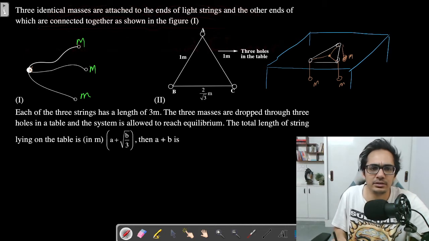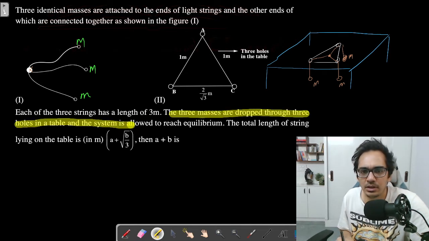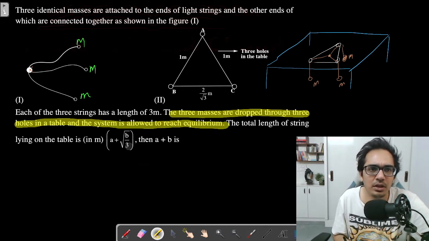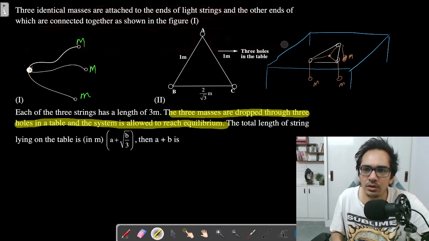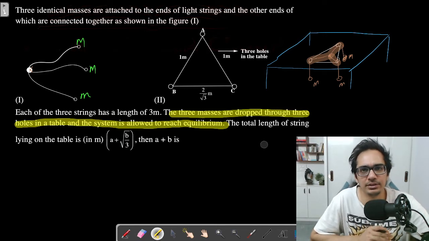So these masses, that's what is given in the question. If you read, these masses are dropped through three holes in a table and the system is allowed to reach equilibrium. The total length of string lying on the table is asked. So we have to find the total length of the string which is lying on the table. This length and this length. Yeah, so this is what we have to find. So this is the situation.